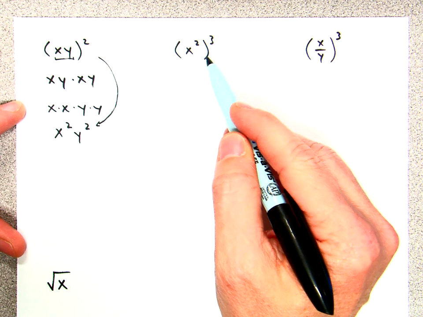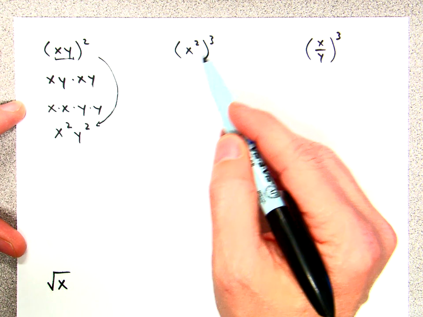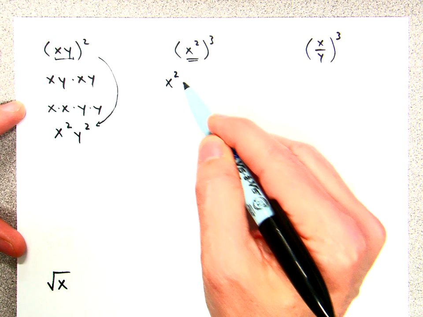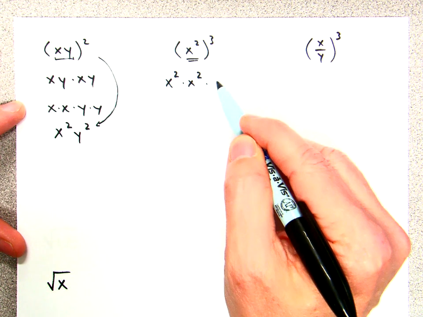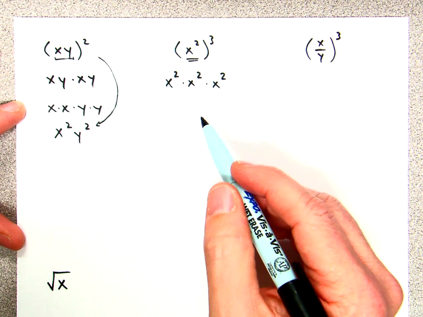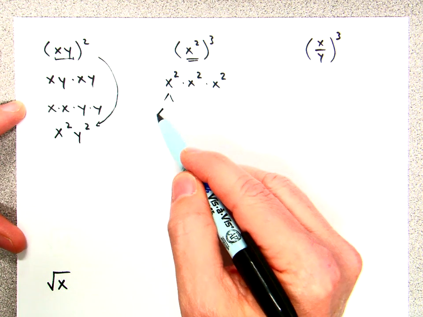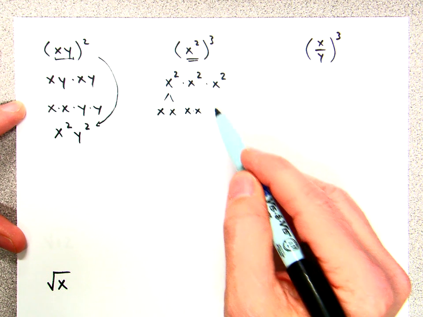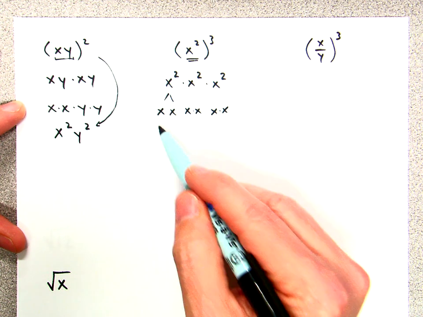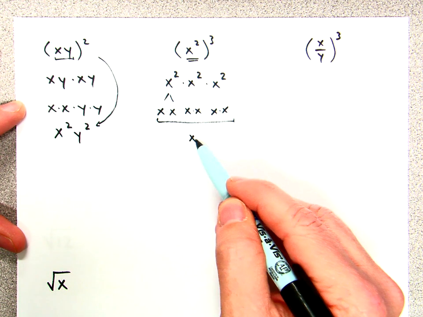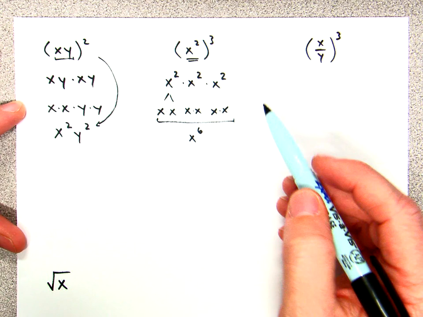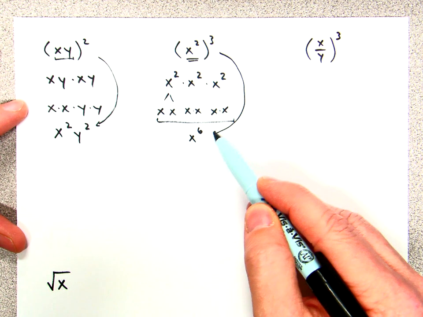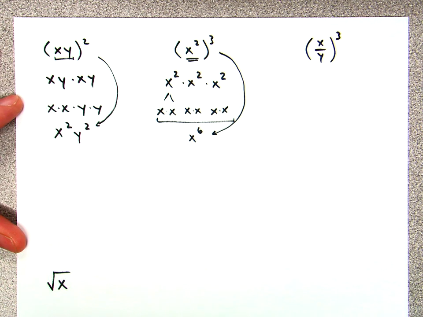Under the same idea, since an exponent means how many times this value is multiplied by itself, then this would mean I have 3 x squareds multiplied together, and we know that x squared is just x times x. So basically we have x times x 3 times, but altogether this means that there are 6 total x's. So an exponent raised to another exponent would just be multiplying those two exponents together.